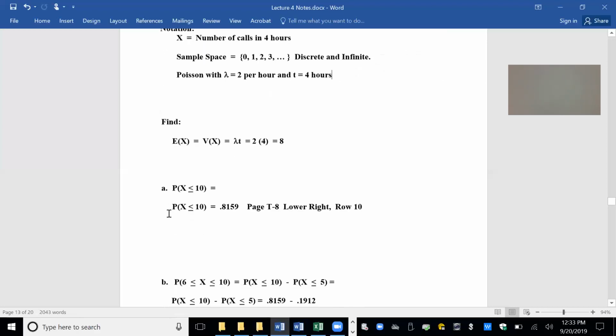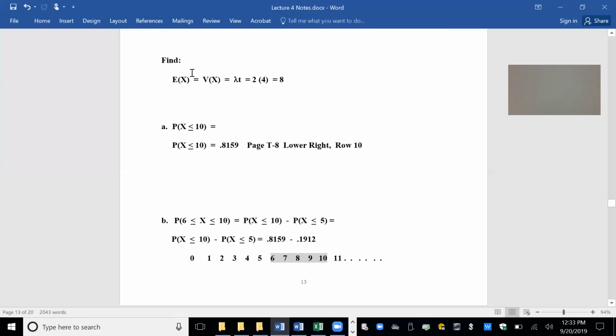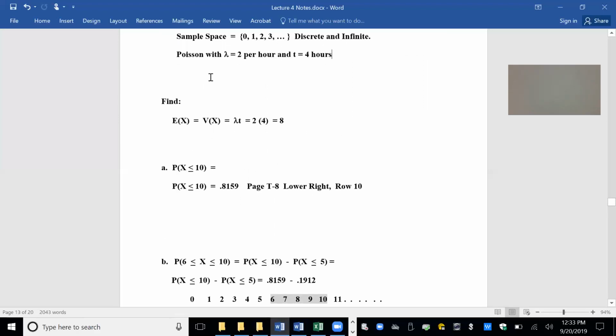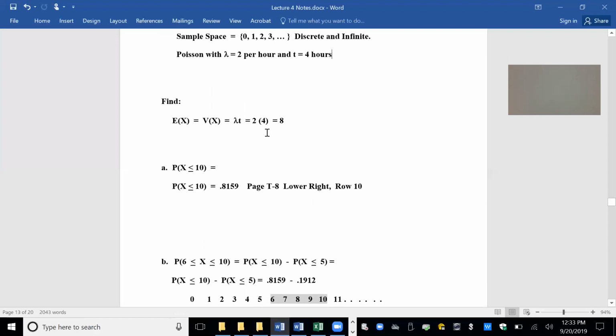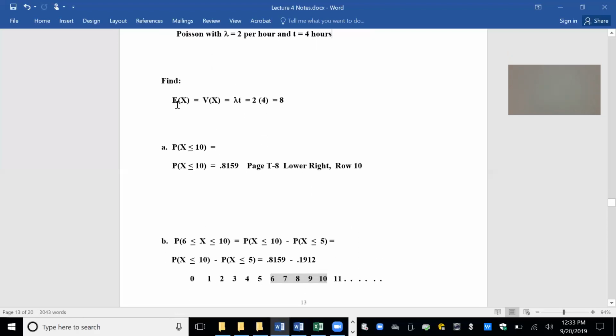If we determine that something is Poisson, what is its expected value? Expected value is given by lambda. Lambda is the first argument, I forgot to mention that. Lambda is your average rate of occurrence, or average rate of phone calls coming in. And T is the number of time periods you're going to monitor it for. The expected value is given by lambda T. Well, lambda is 2 per hour, 4 hours, 8.